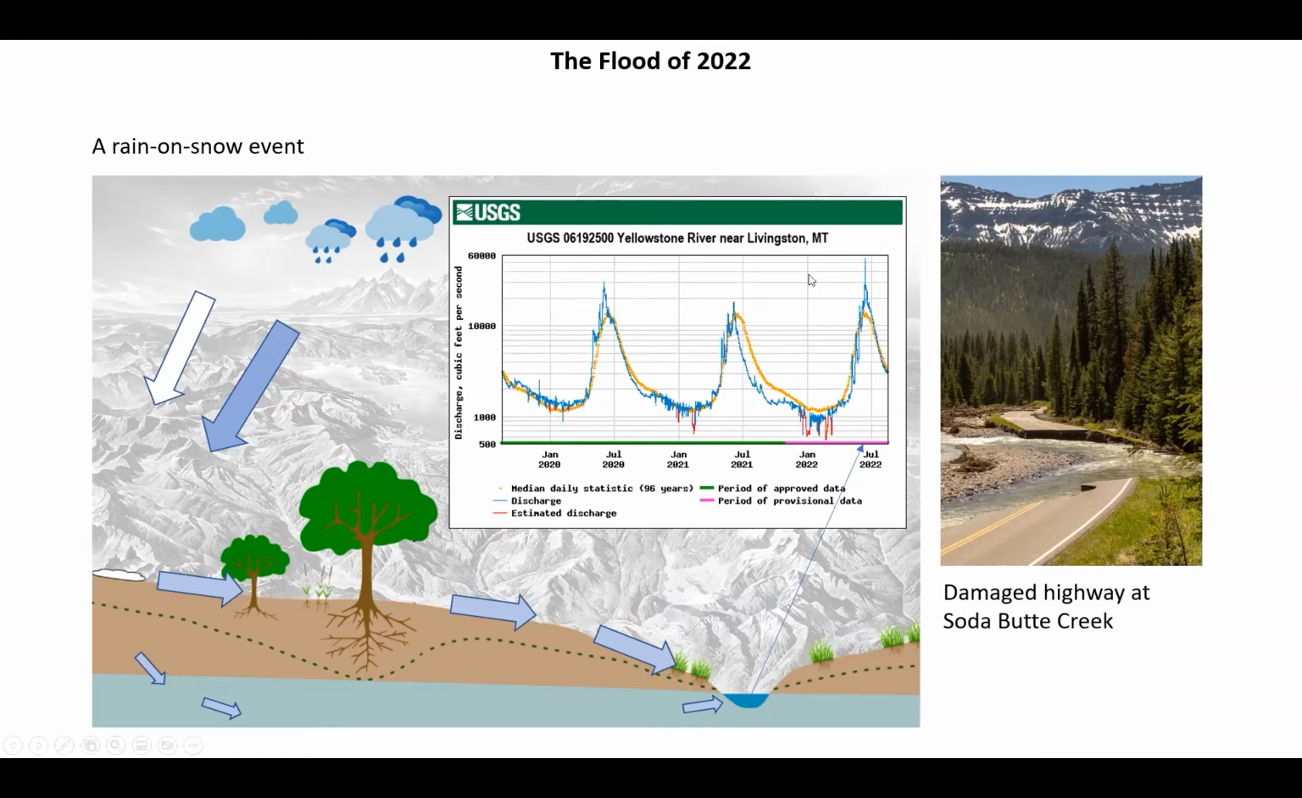So you're looking at a hydrograph here of Livingston, the main stem of the Yellowstone near Livingston. It might not look all that dramatic, the peak in June 2022, but this is a log scale. So this peak in 2022 is actually 3 or 4 times higher than the last biggest one back in 2020. So it was a significantly unusual event that happened, of course.